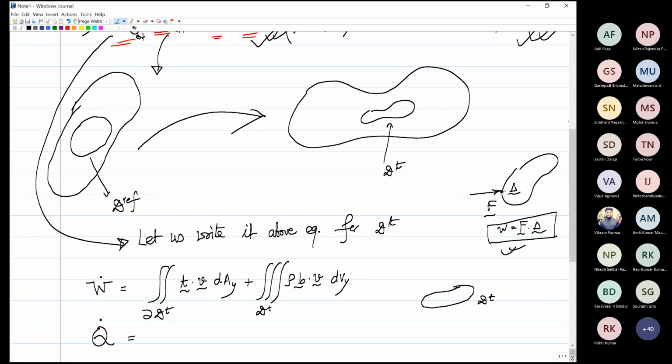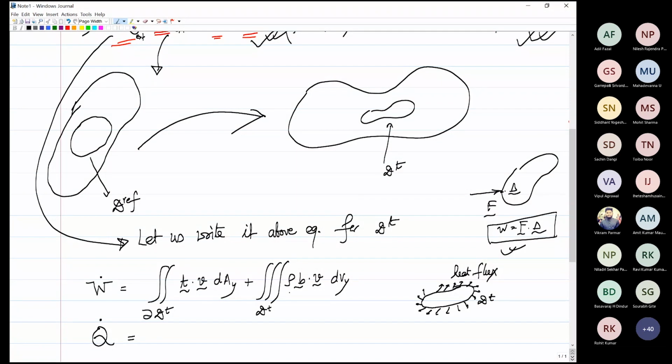So there could be heat escaping from the surface of the body, or this part of the body. Heat could be escaping from here, and which is also called heat flux, isn't it? Per unit area.